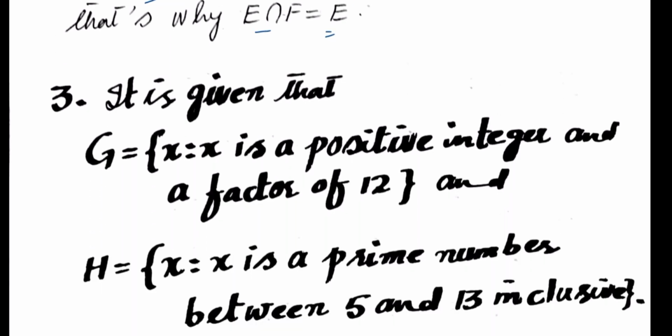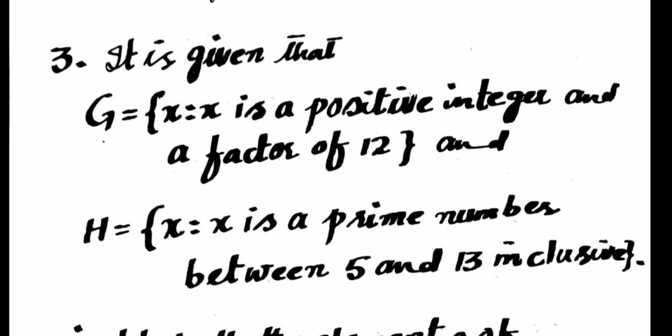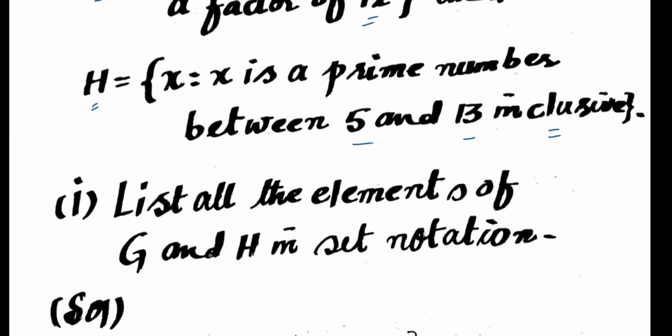In question number 3, it is given that set G consists of all positive integers that are factors of 12, and set H is {x : x is a prime number between 5 and 13 inclusive}. List all the elements of G and H in set notation.